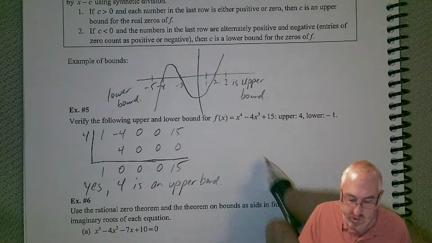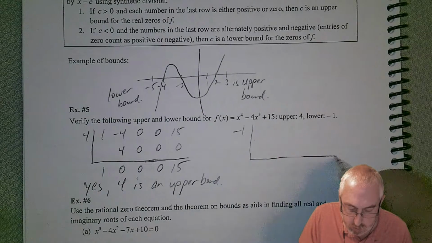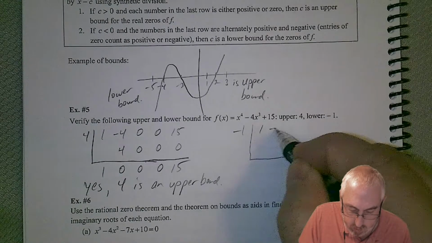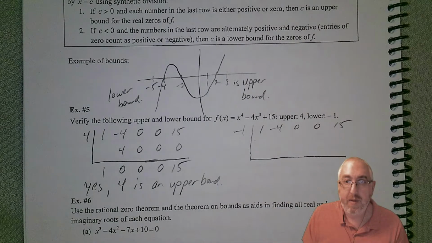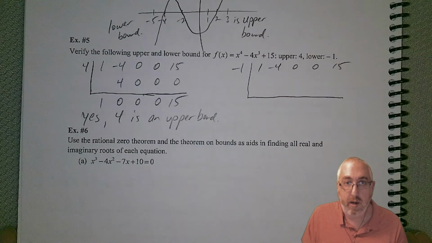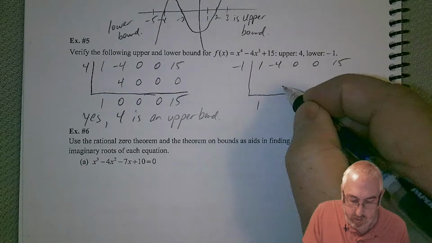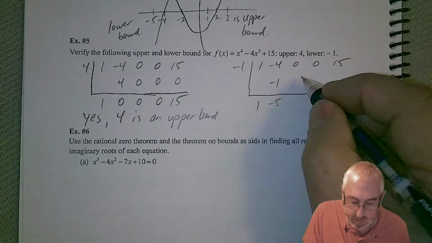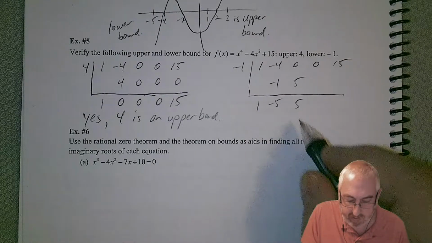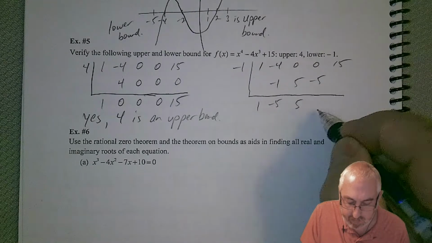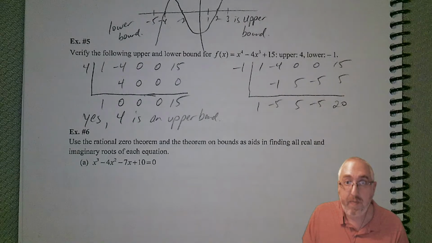All right, let's do the same thing, but let's check -1. So 1, -4, 0, 0, 15. Let's slide this up a little bit here. So we got a 1, -1, -5, +5, +5 when we add, -5, -5, +5, +20.